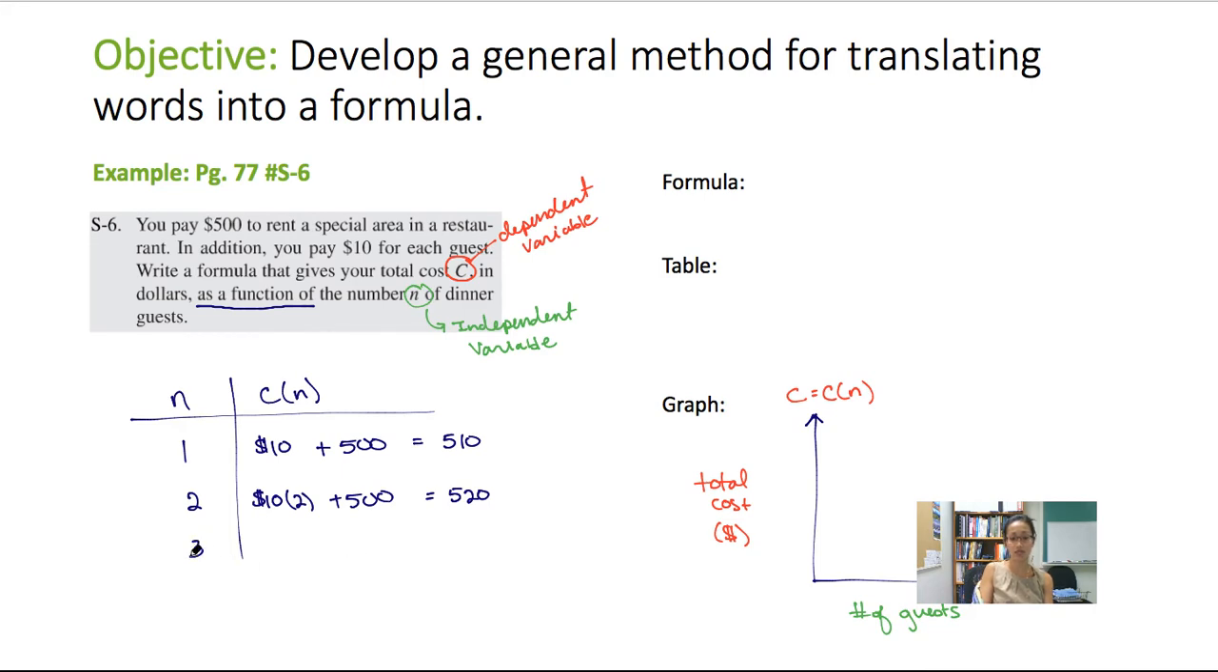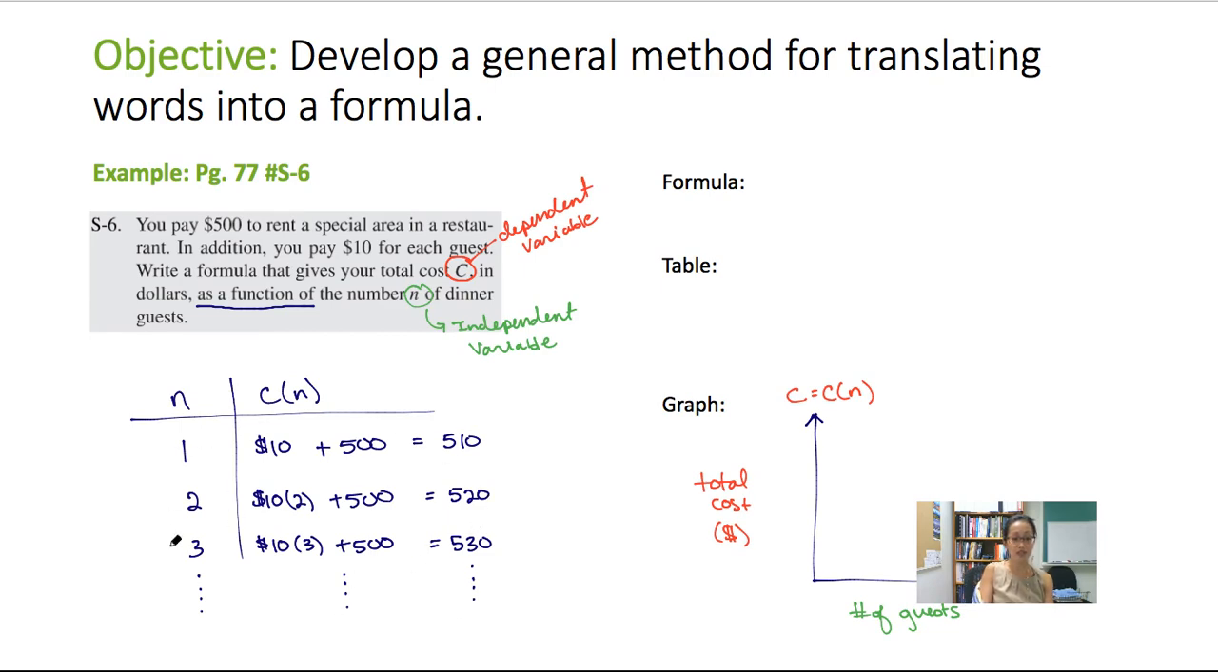Let's take it out to 3 guests. If we invite 3 guests, what is our total cost? So again, it costs us $10 per guest, and we've got 3 guests, so that's $30, but we still have to pay that $500 for the venue, so that gives us a total cost of $530. Now, we can keep going, but I think that this is enough information to help us find the pattern that will lead to the formula.